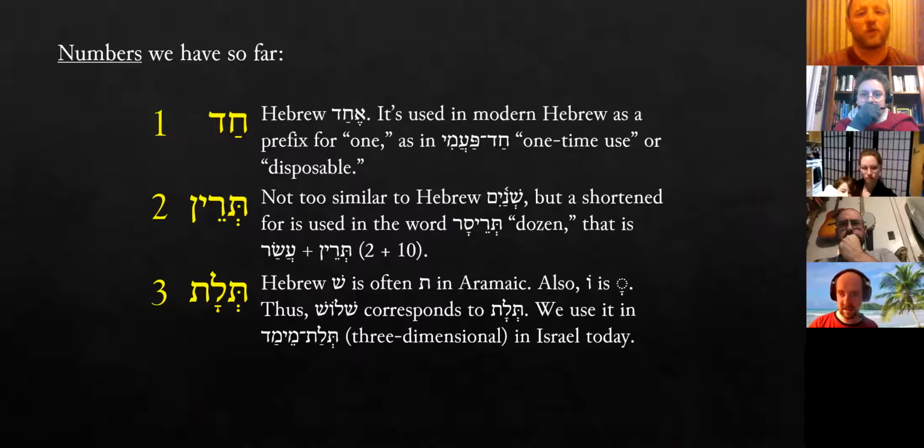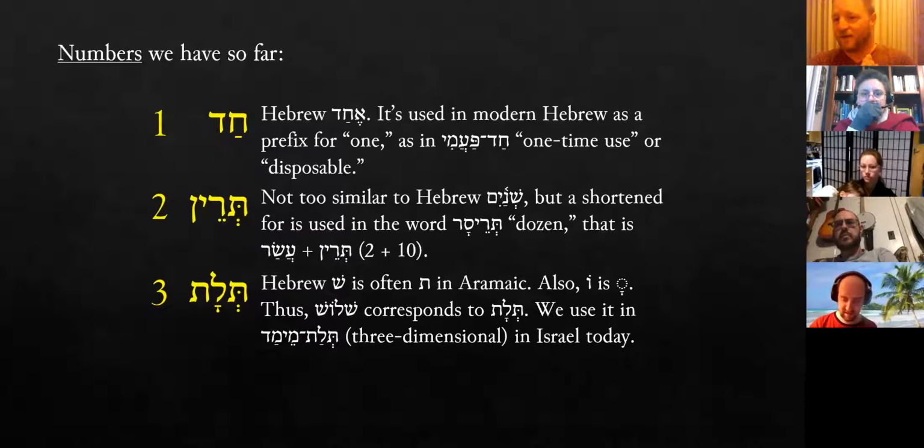So I want to look real quick at the numbers that they've given us so far, because they've given us 3 numbers. Number 1 is chad. It's much like the Hebrew word echad. It's used in modern Hebrew as a prefix like mono or one. So chad ba'ami is from pa'am, an instance, and chad is 1. Chad ba'ami means one-time use or disposable.